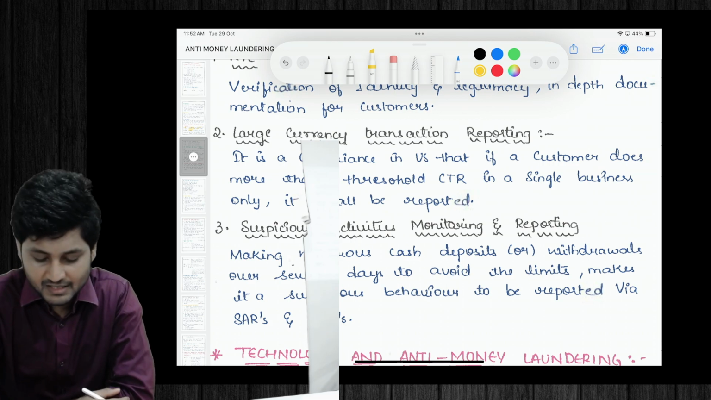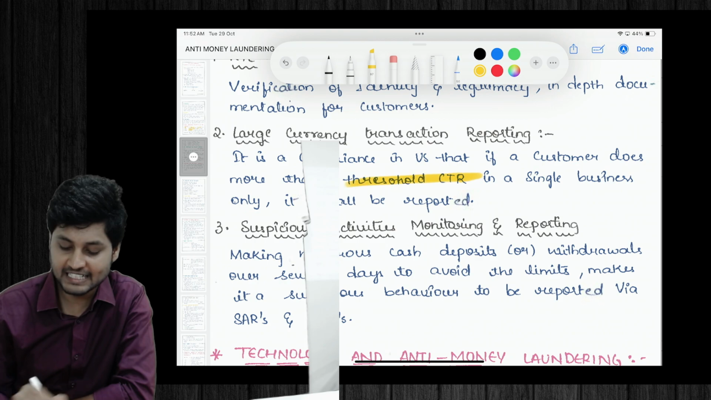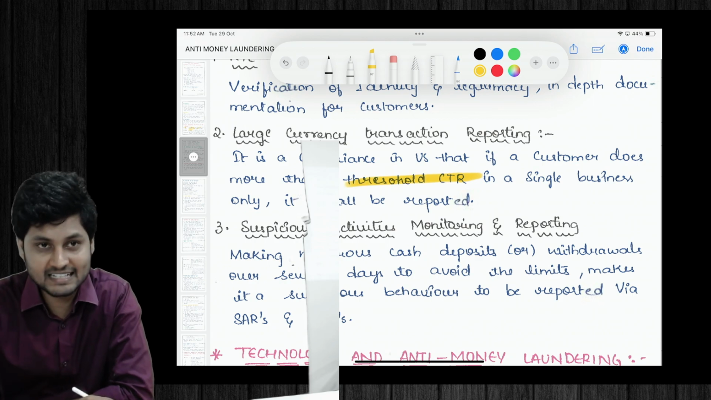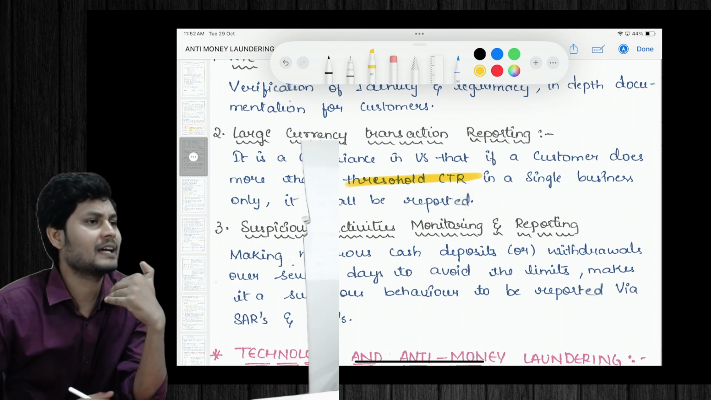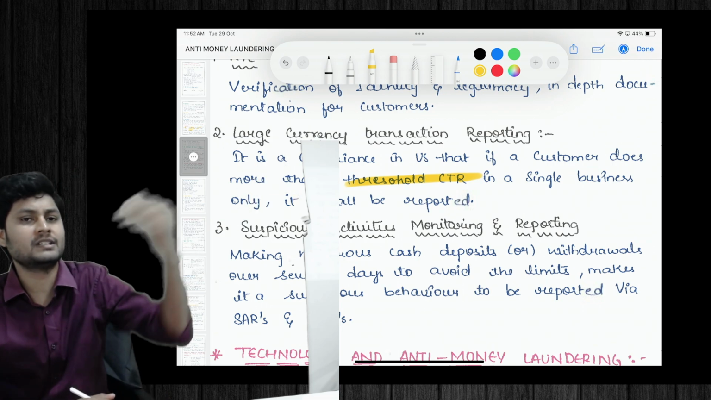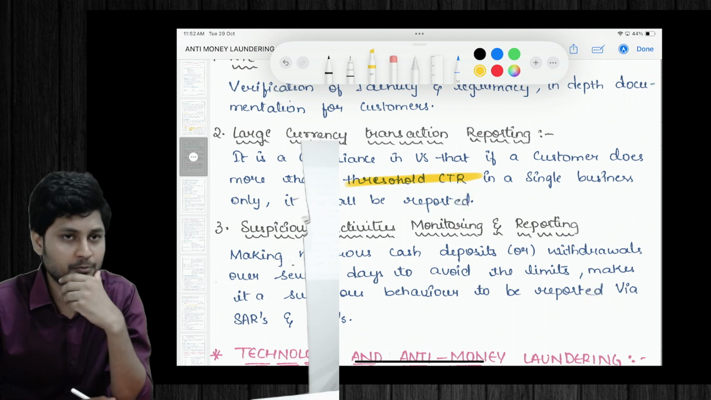Okay, see, it is a compliance requirement in the US that if a customer transacts more than a threshold, it must be reported. What is CTR? Currency Transaction Reporting threshold, say for example 1 crore. If it is 1 crore and above, it should be reported to the authorities. Alarm. So then it shall be reported to the higher authorities.